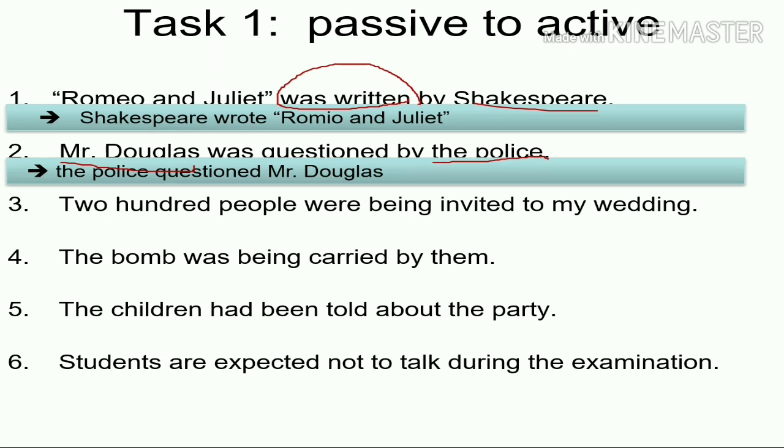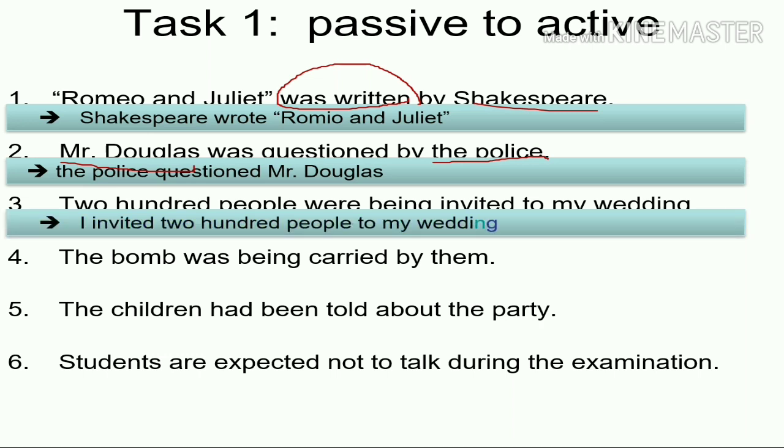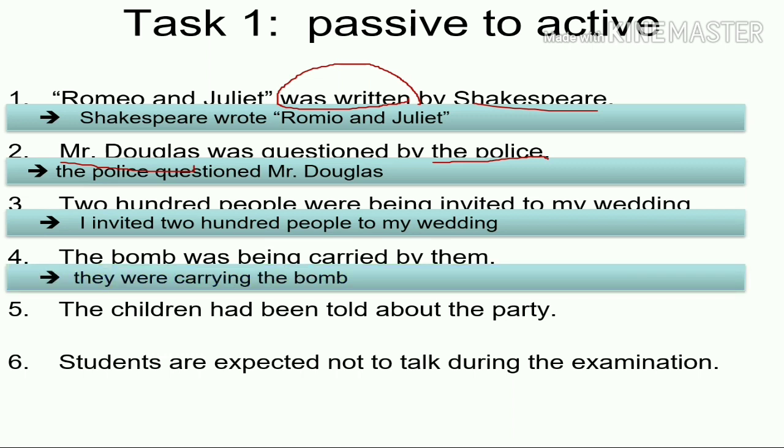Perfect. 200 people were being invited to my wedding. So, who invited? My wedding. So I invited 200 people to my wedding. The bomb was being carried by them. So, they were carrying the bomb.